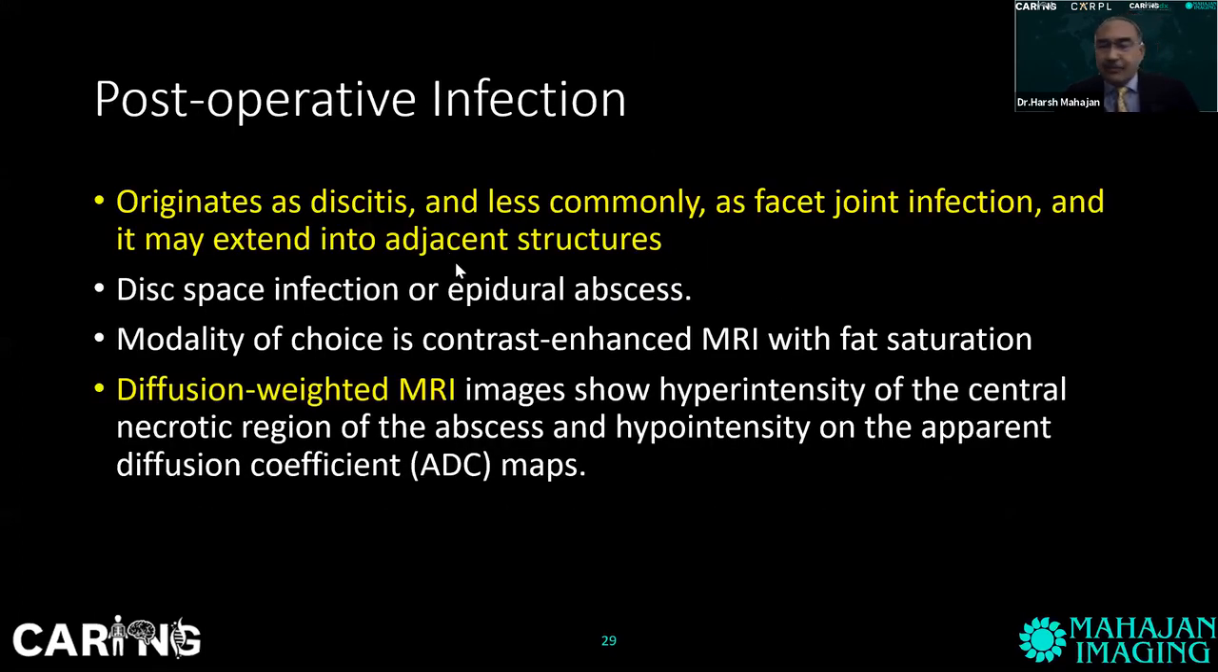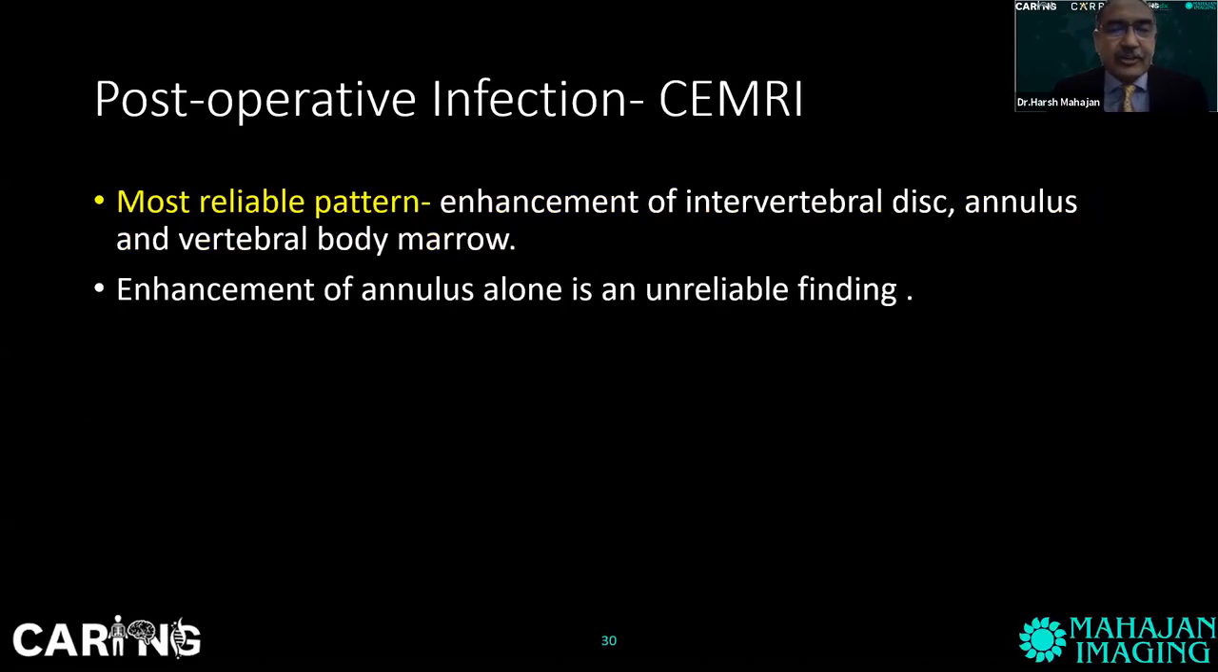Post-operative infection, we've heard about tuberculosis just now. This originates as discitis and less commonly as facet joint infection, and it may extend into the adjacent structures after that. Diffusion-weighted MRI, as in an abscess anywhere in the body, can be useful because these show restricted diffusion. On contrast, the most reliable pattern is enhancement of the disc, the annulus, as well as the vertebral body itself, the marrow.